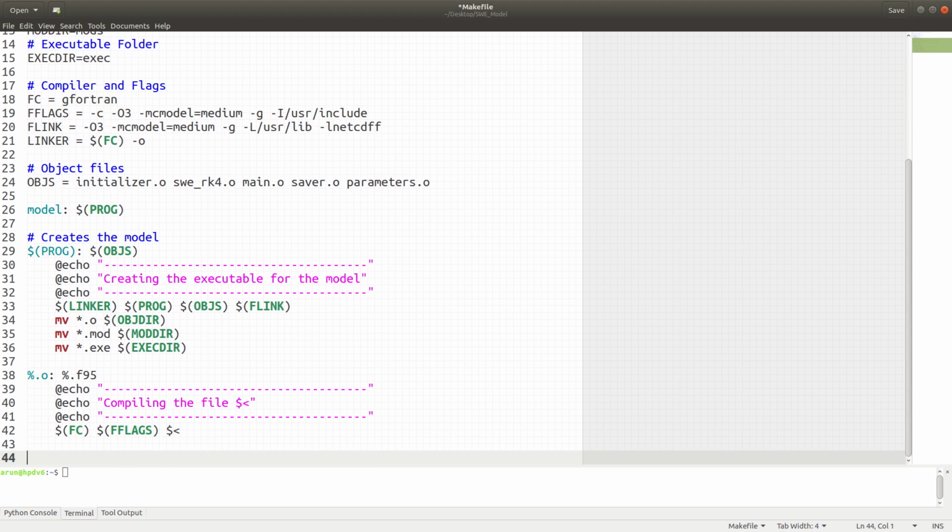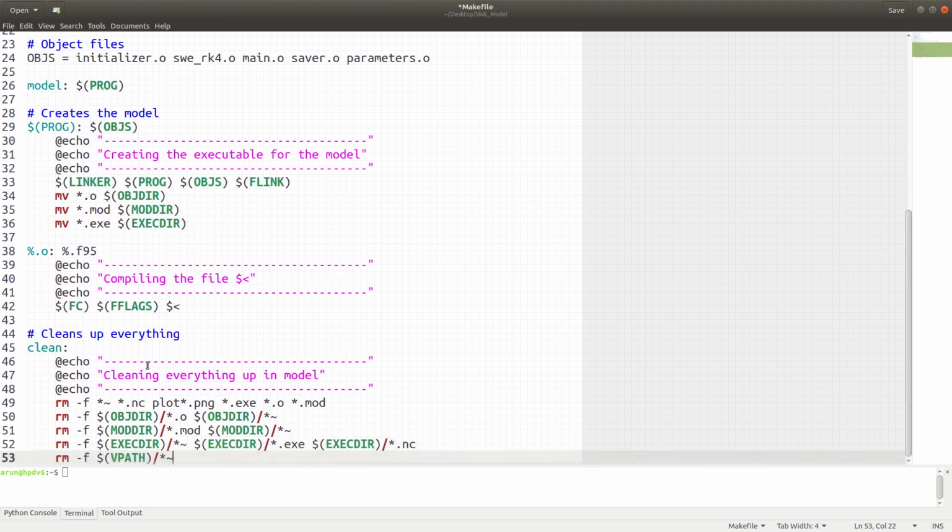What we finally need is something to clean them up, so we're going to write these lines over here. This is for the make clean option. These echo statements are going to print out these lines during the compilation to make it a little fancier. And this clean target is going to remove all the tilde files, temporary files, NetCDF files, plot images, executable and object files, and all. Similarly, it's going to go inside these particular folders and remove all of these.